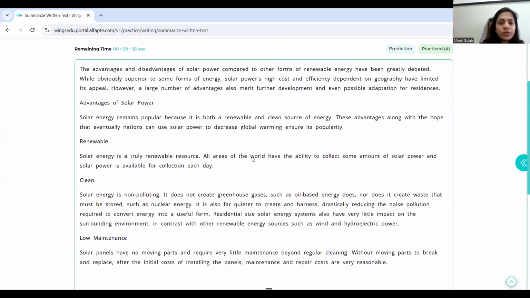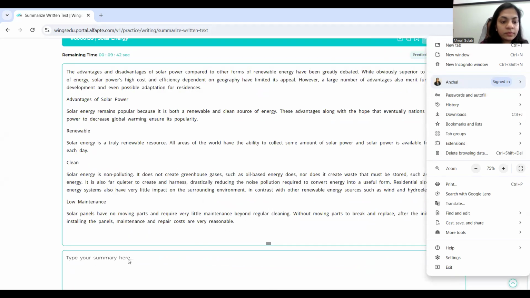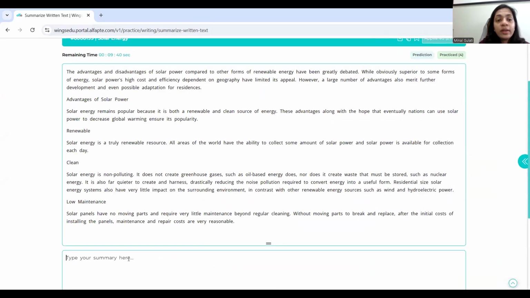So solar, I can see solar power, solar energy, solar panels, solar energy many a times, which means the paragraph is mainly talking about solar energy. If I zoom out, it means solar energy is the main topic on which we have to write the summary. Maybe I start with a positive line, writing all the positive things about solar energy, because I can see it says popular, truly renewable source, clean source of energy, which means it is talking about the advantages of solar energy.